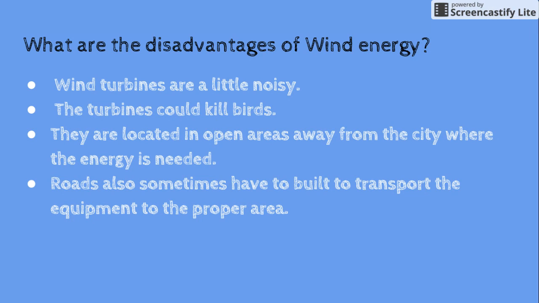The disadvantages of wind energy are that wind turbines are a little noisy. This is why they are placed outside the city so they don't disturb other people. The turbines could kill birds, but this doesn't happen very often. They are located in open areas away from the city where the energy is needed, but the energy can travel to the city if it is needed. Roads also sometimes have to be built to transport equipment to the proper area.